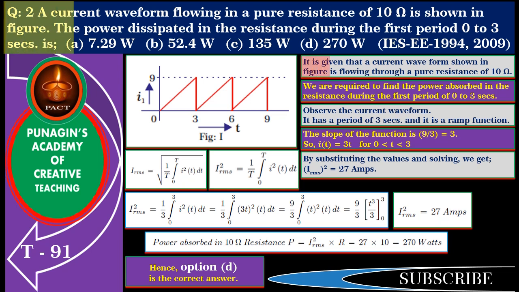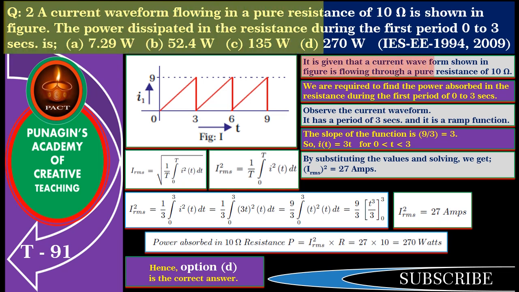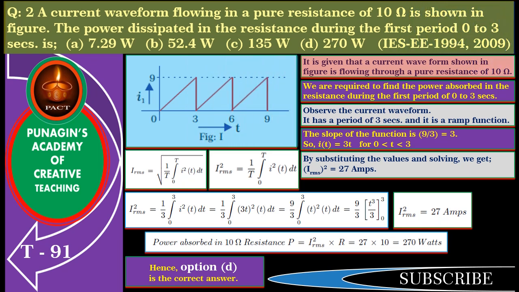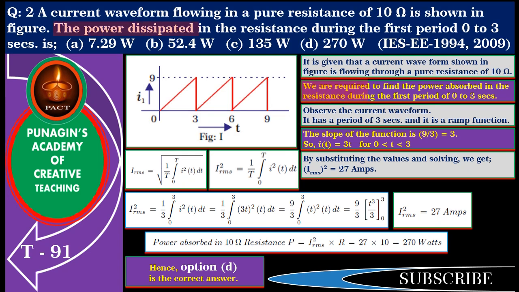Friends, in this problem, it is given that a current waveform shown in figure is flowing through a pure resistance of 10 ohm. We are required to find the power absorbed in the resistance during the first period of 0 to 3 seconds. Observe the current waveform. It has a period of 3 seconds and it is a ramp function during that period. The slope of the function is 9 divided by 3 equal to 3. So, I of t is equal to 3t for t between 0 to 3 seconds.